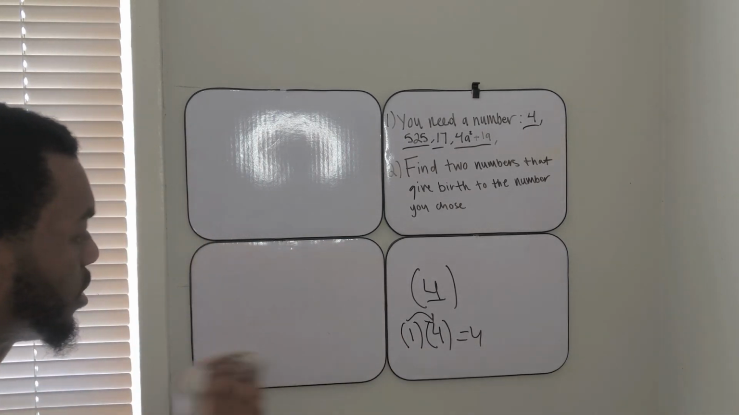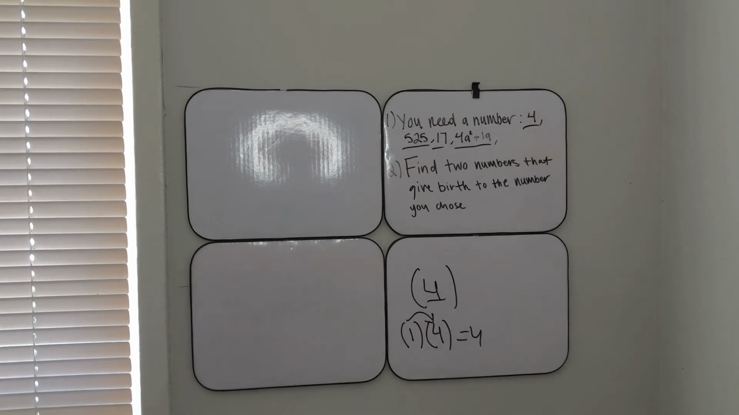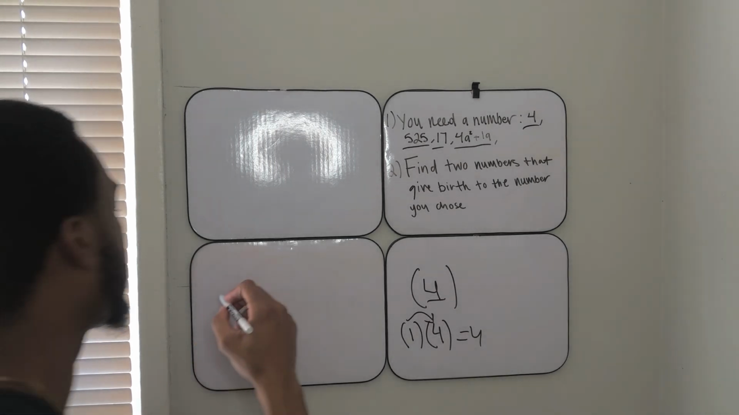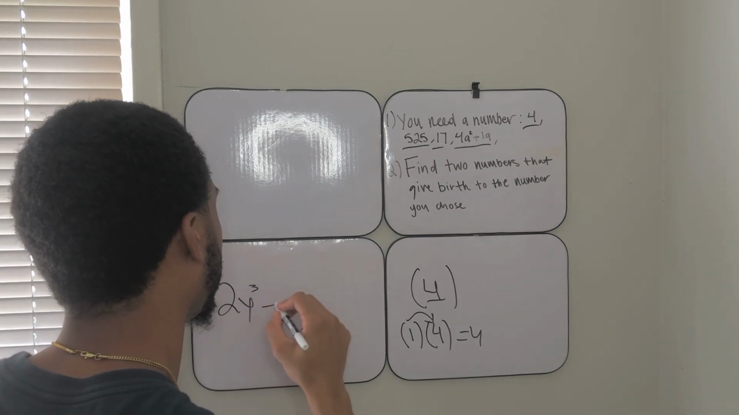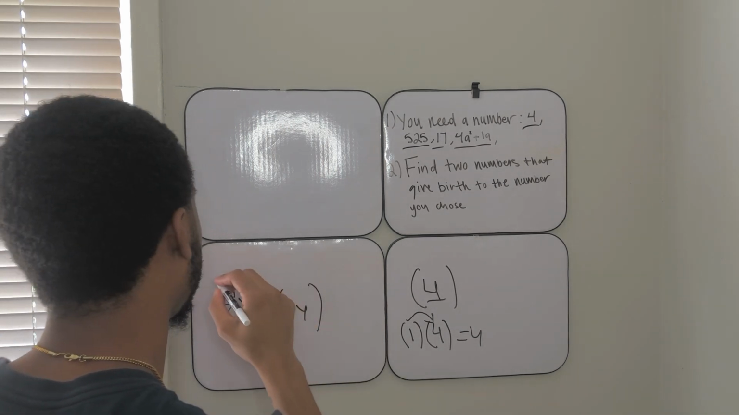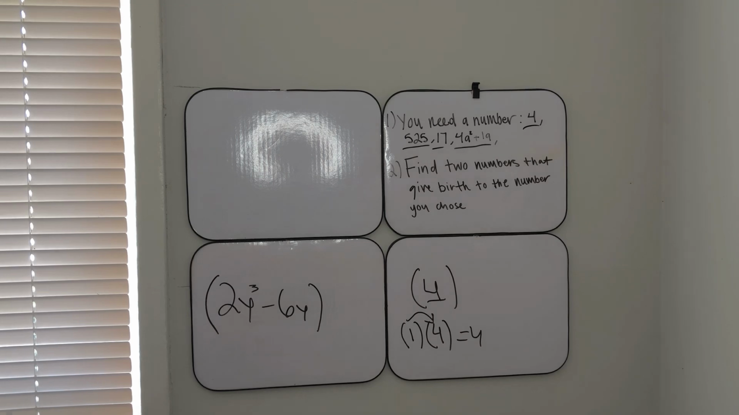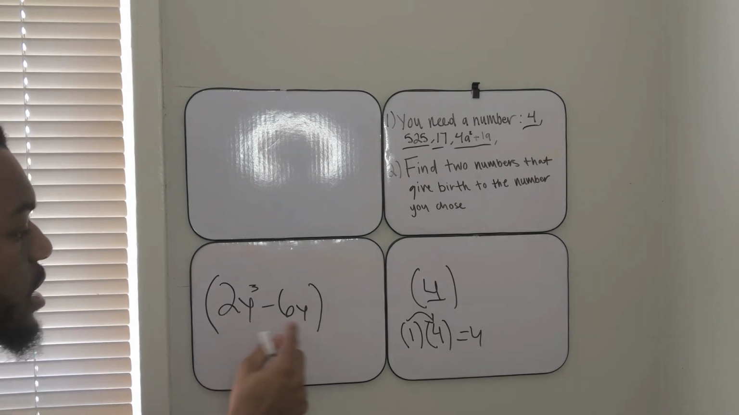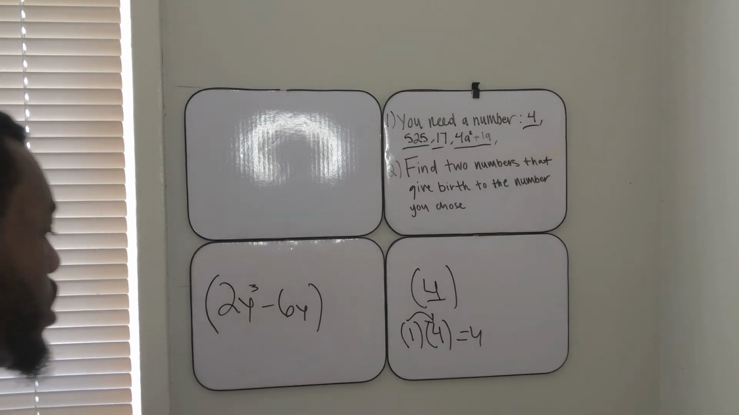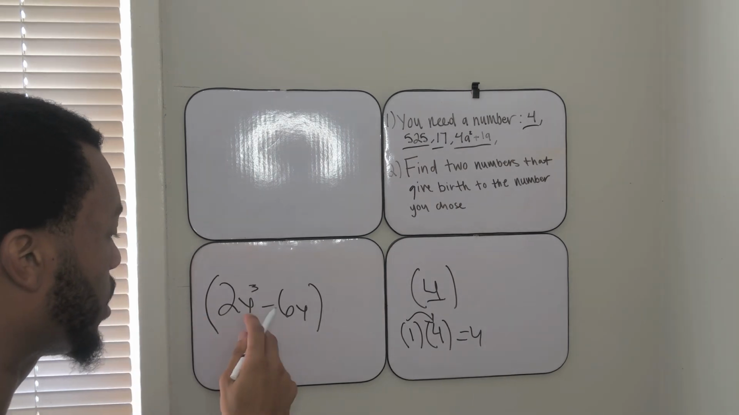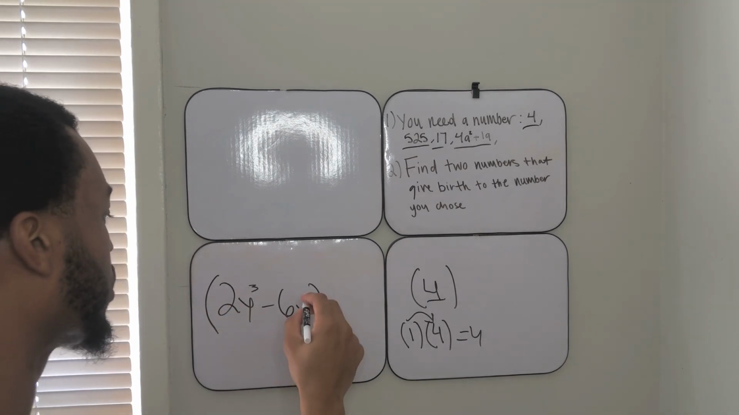I'm going to leave this one right here just for reference. One more example. Let's say we had, I like this one, 2y cubed minus 6y. Again with this binomial, we have to find what these two terms have in common. We have 2y cubed and a negative 6y to the first power.